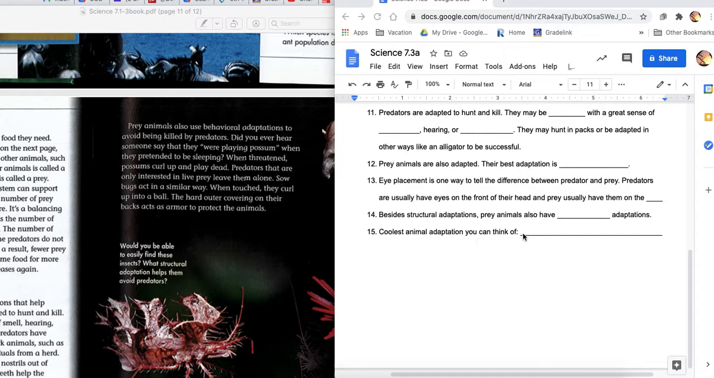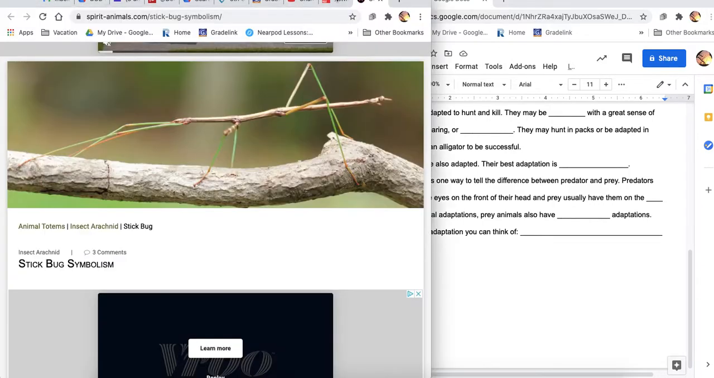Okay, coolest animal adaptation you can think of. I'll give you a couple examples. Here's example number one, if I can find it. When I lived in Minnesota, we'd get these every fall in our house. This is the walking stick, called a stick bug. And guys, you can see literally it just looks like a stick, doesn't it?